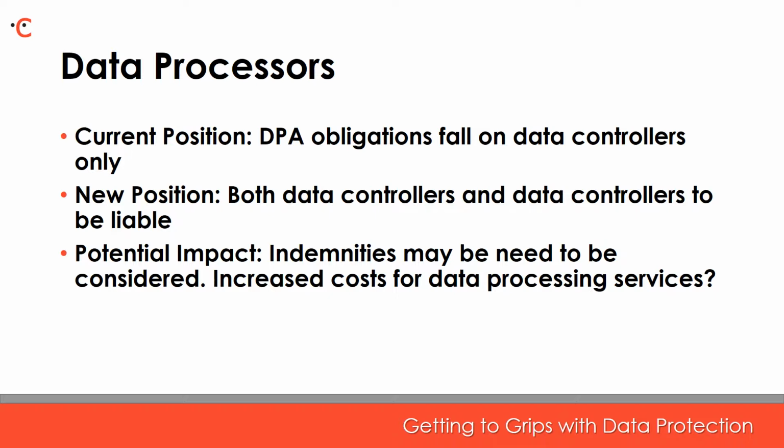So the potential impact of this is that there are likely to be more debates between data controllers and data processors over liability for any breaches. Both data controllers and data processors should ensure their commercial contracts adequately cover the apportionment of liability. There may also be increased costs for the services of data processors if they're going to have to bear the burden of any wrongdoing on their part.